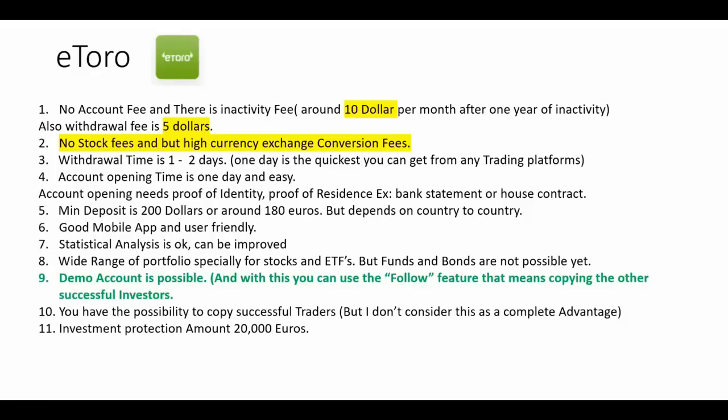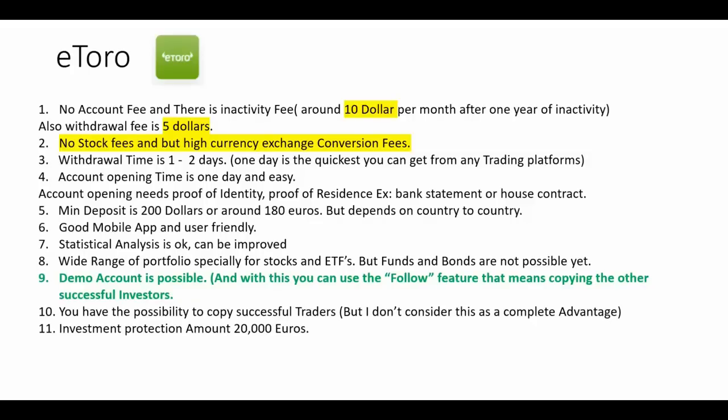So coming to point 2, no stock fees, but high currency exchange conversion fees. Yes, the stock fees are not there. That means if you're buying or selling a stock, there is no fee for that. There is no broker commission for that. But the currency exchange fee is there. That means if you have put your money in euros and you're buying the stock in dollars, then you would have to pay an exchange conversion fee. But honestly, this fee doesn't affect you so much until you're trading in thousands of euros, let's say 10,000 euros.